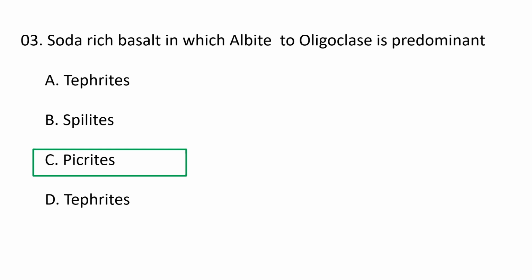Picrites. Picrite basalt or picrobasalt is a variety of high magnesium olivine rich basalt. It's dark with yellow green olivine phenocryst and black to dark brown colored pyroxene. So this is mostly augite and it often associates with tholeiitic basalts and olivine rich alkali basalts. So picrites and komatiites are similar chemically. So soda rich basalt in which albite to oligoclase is predominant is picrites. C. Picrites is the correct option.